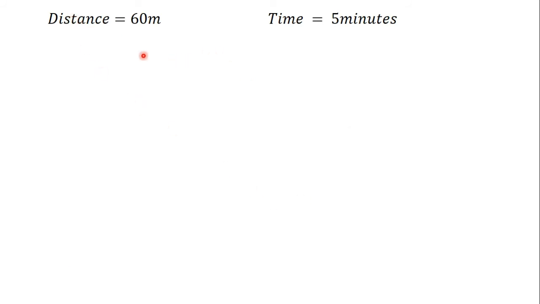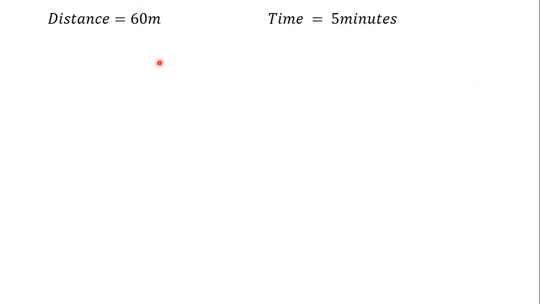Remember that in the question, the distance covered by the car was given to us as 60 meters. The time taken to cover that distance was given to us as 5 minutes. We want the average speed of the car in kilometers per hour. In order to get that, the distance must be in kilometers and the time must be in hours. So this time we will have to convert the distance from meters to kilometers. Then we convert the time from minutes to hours.